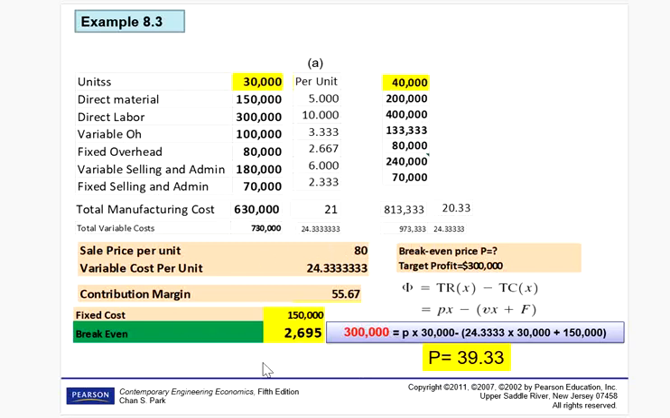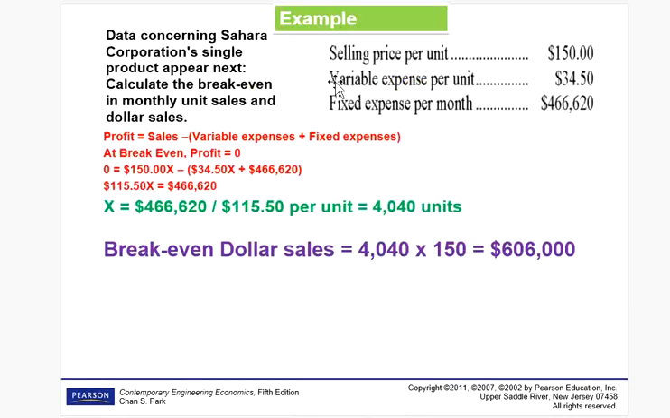So this example, solve it by yourself, have a good practice. Now moving to the next example. This is just an example, it's not in your book. I just give another question, a different type of question you may see in your exams or quizzes. This is an easy question. Data concerning Sahara Corporation's single product appear. Next, calculate the break-even in monthly units.